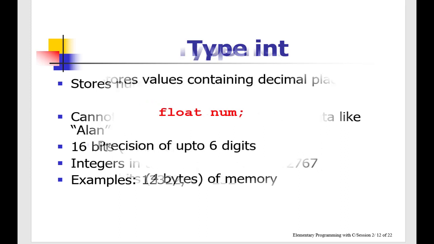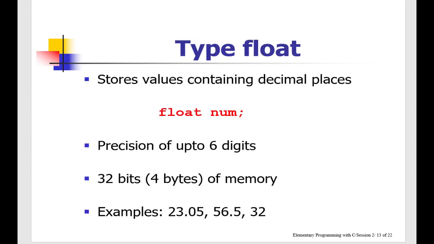We move on. We have type float. Float usually stores values with decimal places. This is how you declare variables of type float, then the variable name. And these ones, they have a precision of up to 6 digits, meaning that you can have 6 numbers after or to the right of the decimal point. This one usually takes up 32 bits, or 32 divided by 8. This gives you 4 bytes of memory. Examples are 23.05. You can also have 56.5 and 32.